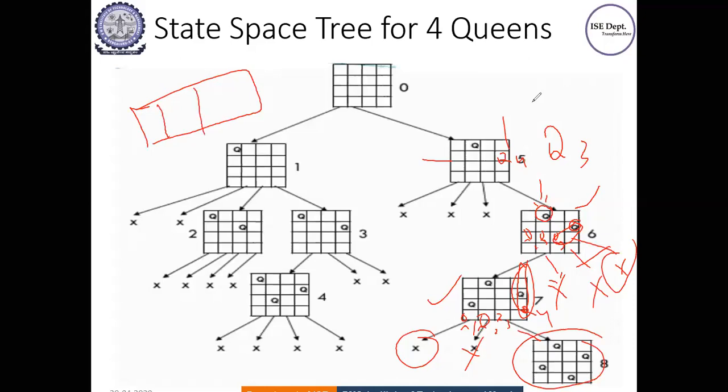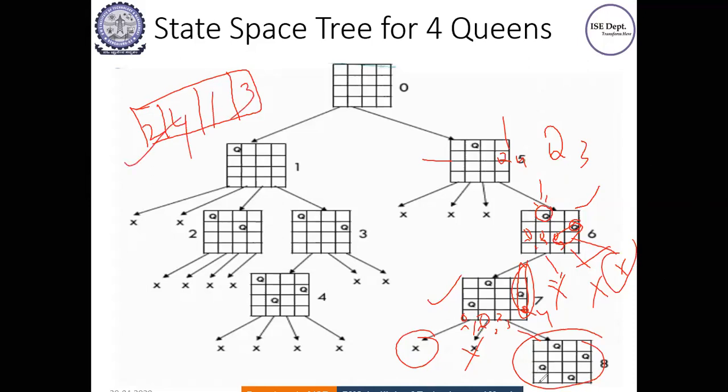So here we should talk about the columns. The queen 1 is placed in second column, queen 3 is placed in fourth column, queen 2 is placed in first column, queen 4 is placed in third column. So this is the output.